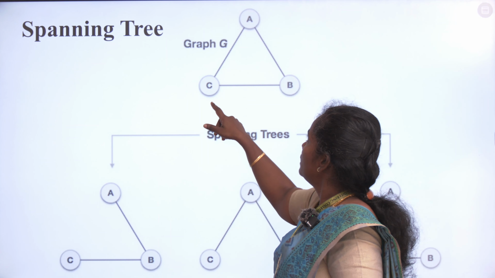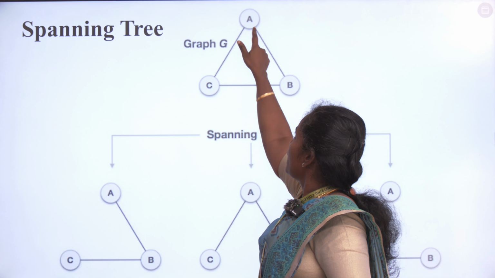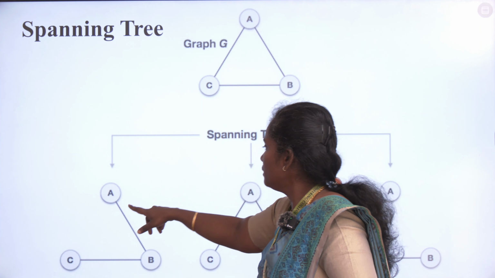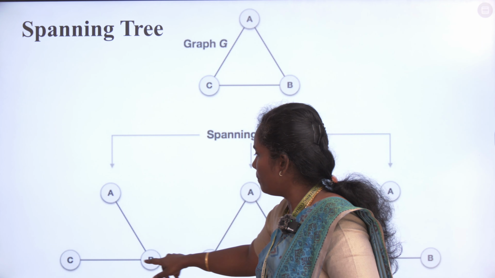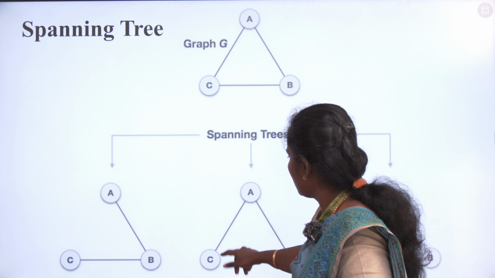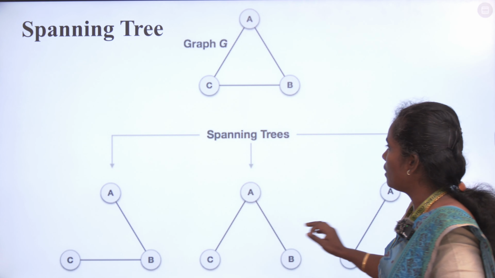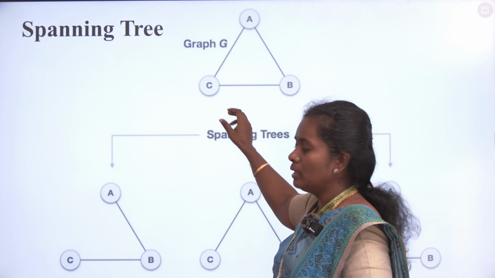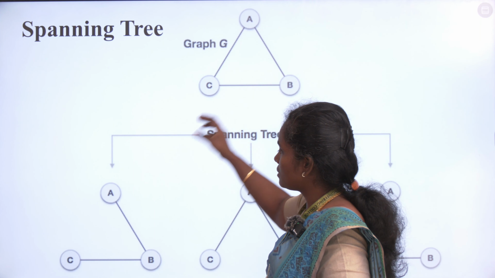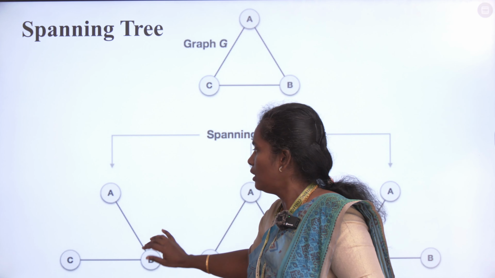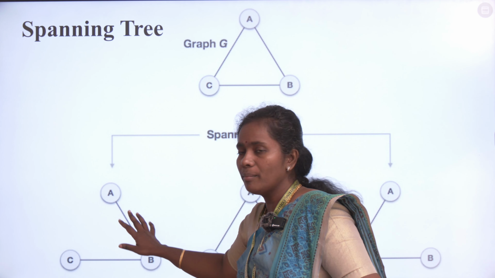Let's see an example. Here I have given the vertices A, B, C. For this graph, I am getting 3 spanning trees. That is A to B, B to C; or else A to B, A to C; or A to C, C to B. These 3 are the spanning trees of this graph. This tree is a subgraph of the graph. You can also say it as a tree or a graph, but it does not form any cycle.